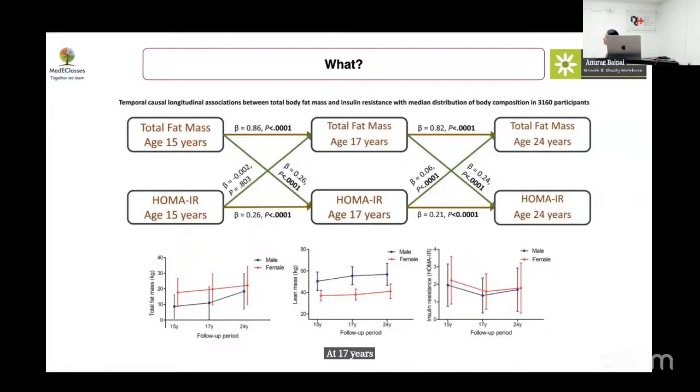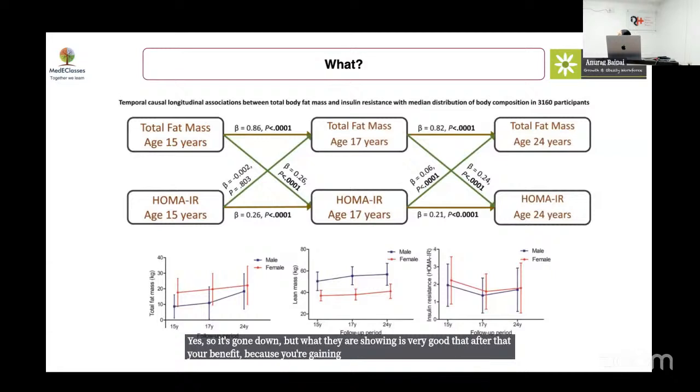So why do you think insulin resistance dipped at 17, Vibha? Yes, so it's gone down, but what they are showing is very good that after that you benefit because you're gaining weight, you are again going up. So that is something which they are showing in that regard here.